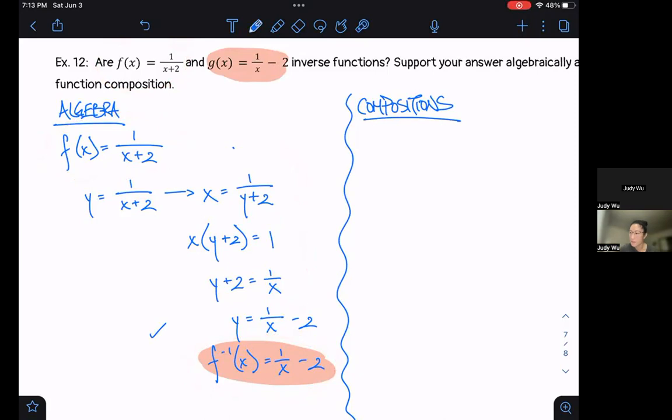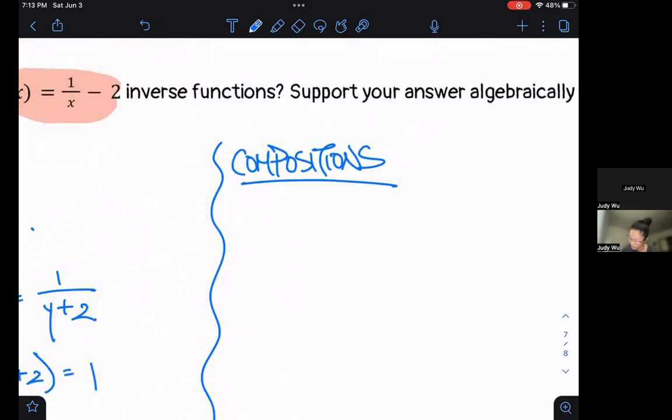All right, so the other way that I want us to think about it is using composition. We're just going to take one of our functions and put it inside the other function. Okay, so in this case, I'm going to say let's take the g and we're going to put that inside of the f function. But again, it doesn't really matter which way you do it.